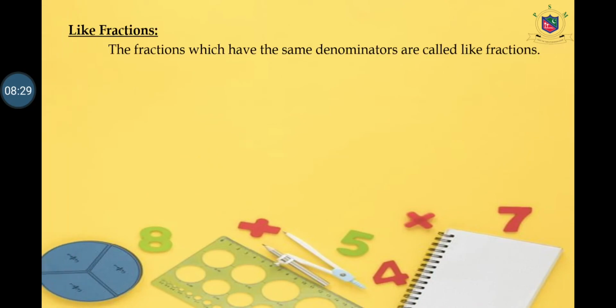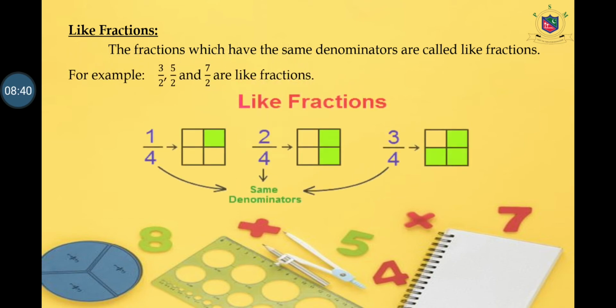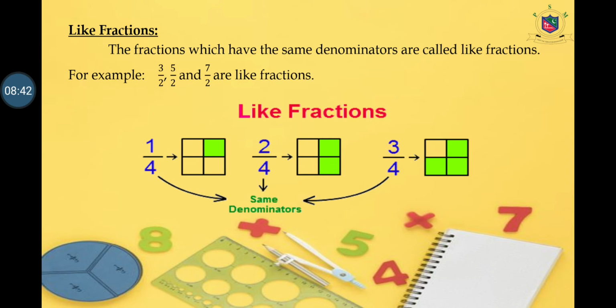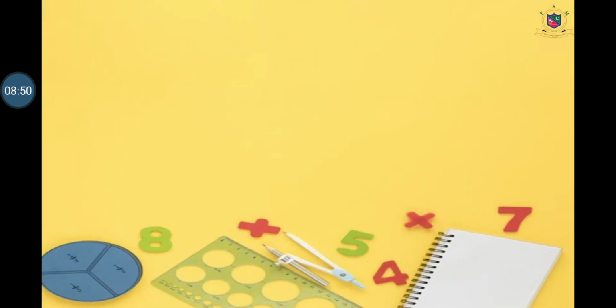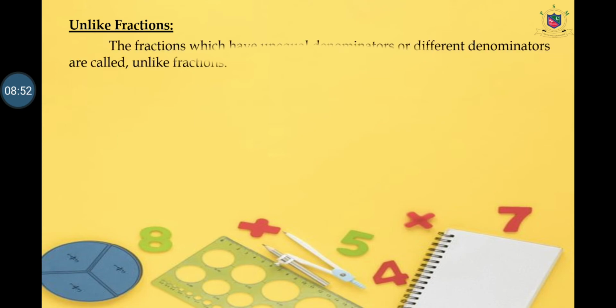Now, come towards our today's topic, that is about like fractions. The fractions which have the same denominators are called like fractions. You can see these fractions: 1 upon 4, 2 upon 4, 3 upon 4. All these three fractions have the same denominator, so they are called like fractions.